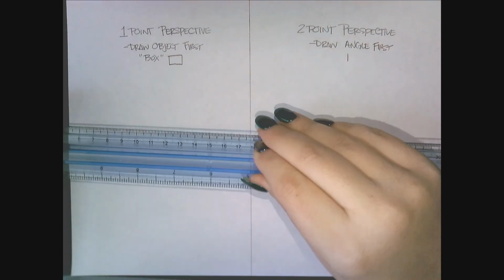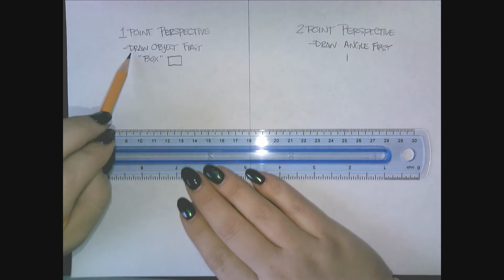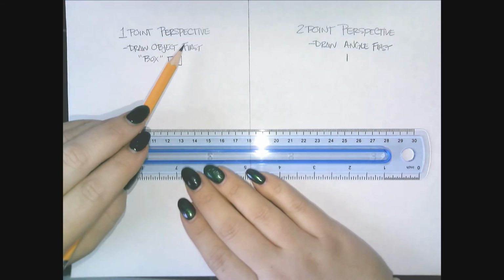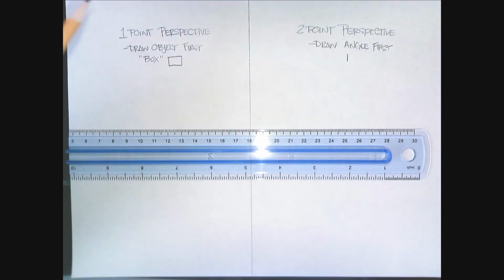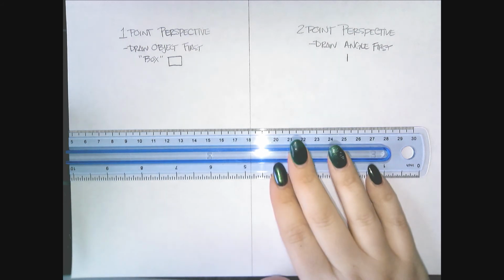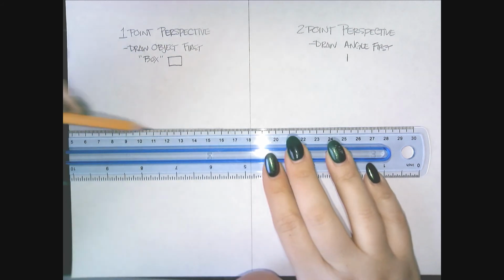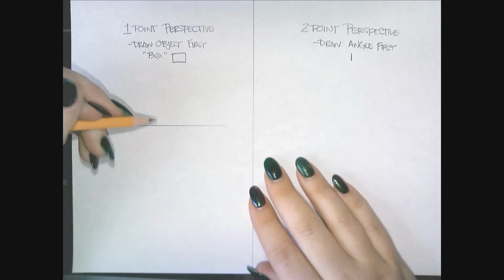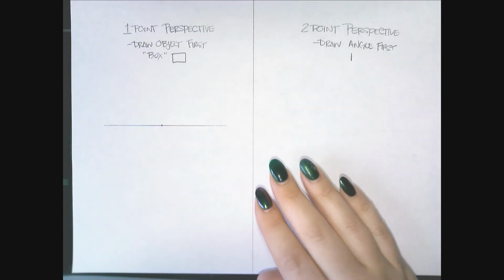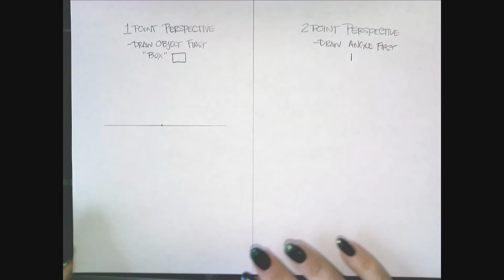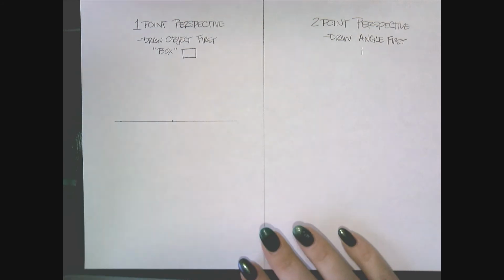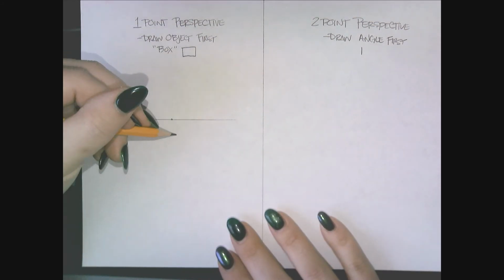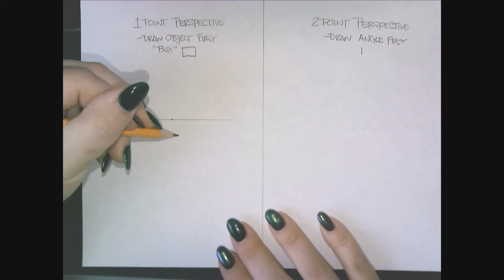With one-point perspective, I've told you guys that we draw the object first, or we draw the box first. So you'll have your horizon line and put your one vanishing point on that line. And I'm going to work without a ruler. It's a little bit easier for me to demonstrate. So when you're working with one-point perspective, you draw the box first.